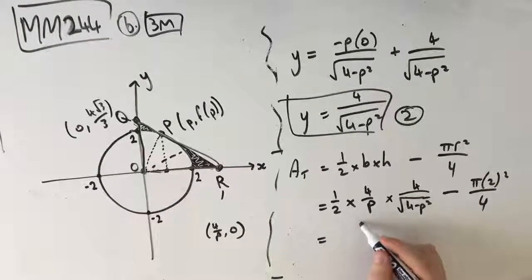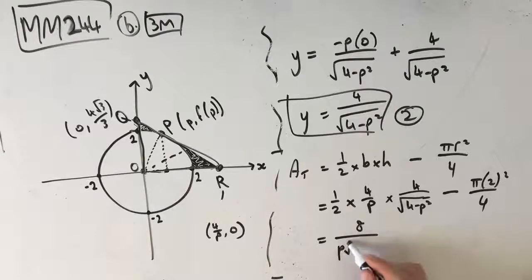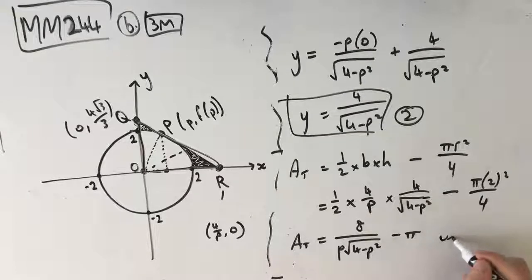Fantastic. So from here, we actually get 8 over p root 4 take p squared minus pi unit squared, well, A of p. So we probably shouldn't say unit squared, that's a function. So that's our third mark. So now we've got a function for A of p in terms of p. That's our third and final mark. So let's move on to part C.